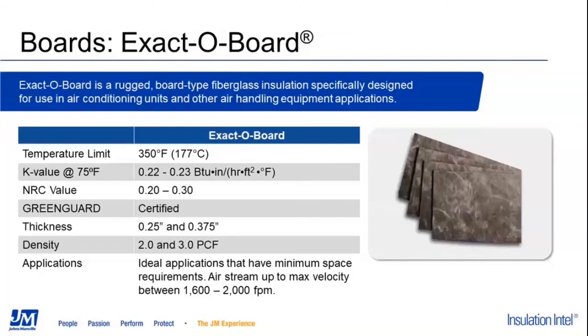rigidity. And it's great for airstream velocity up to from 1600 to 2000. It has thermal values between 22 and 23, an NRC value 20 to 30. It is GreenGuard certified and available in thicknesses 1/4 inch and 3/8. So again, those thin cavities with a boardy type product in densities of 2 and 3 pound density available.